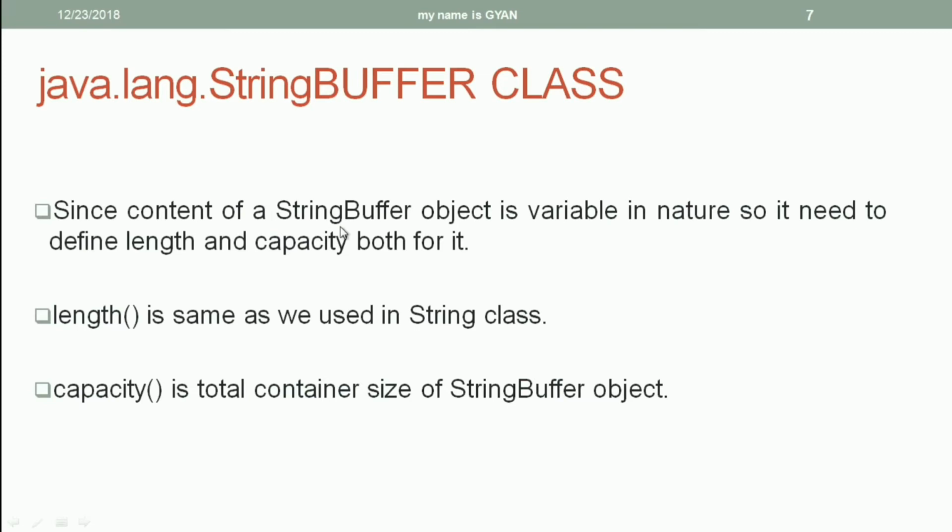Since the content of a StringBuffer object is variable in nature, it is not like a String. So we need to define both length and capacity for it. Length is the same as we used in the String class. Length means the number of characters present in the string. And capacity is the total container size of a StringBuffer object.